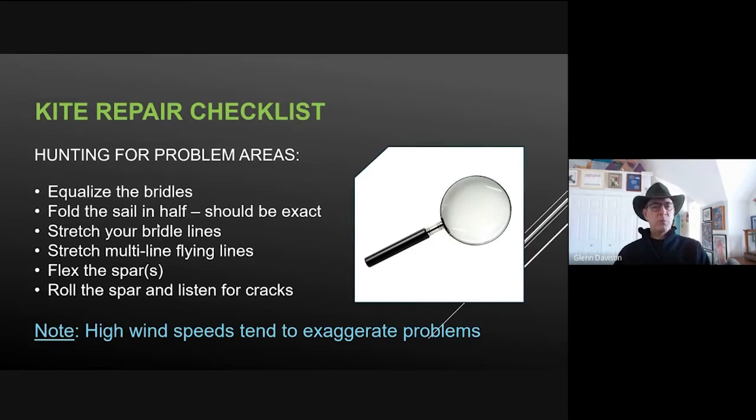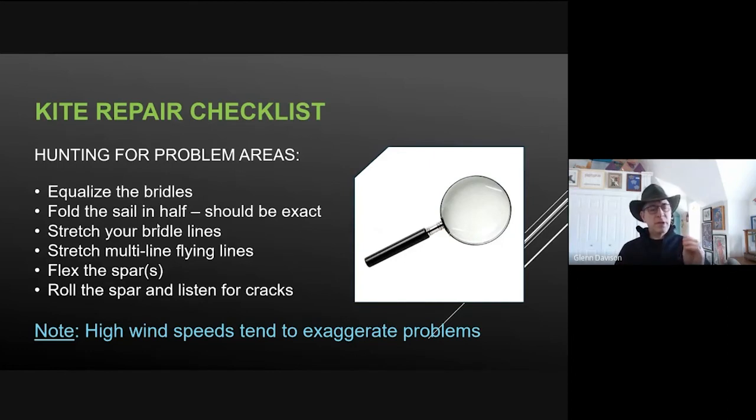Now, when hunting for problem areas, grab the bridles and pull them tight. You're going to hold the bridles together at the kite side and then see whether there's any slack in one of the lines. I've said it a few times: fold the sail in half, it should be exact. Stretch your bridle lines, not just equalizing them, but if you have multi-line flying lines, you might want to equalize those. Flex the spars, I've mentioned that before, using both hands to flex them, even by putting the ferrules in as if they were in the kite to see whether everything is symmetric.